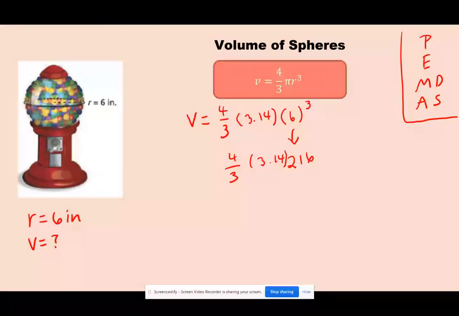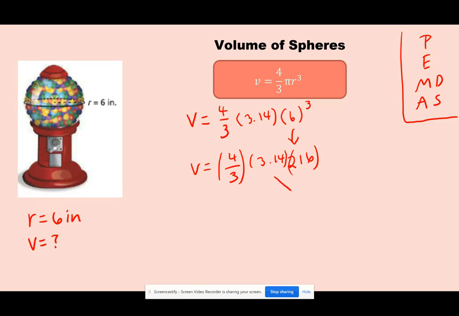Okay, now after exponents, we have multiplication and division. So in this case, this is all being multiplied. 4/3 times 3.14 times 216. Okay, so you can put all of that in your calculator. I recommend putting parentheses around each piece. Okay, you can use the calculator on desmos.com/scientific, or you could do it in 2 pieces, and that's what I'm going to do.